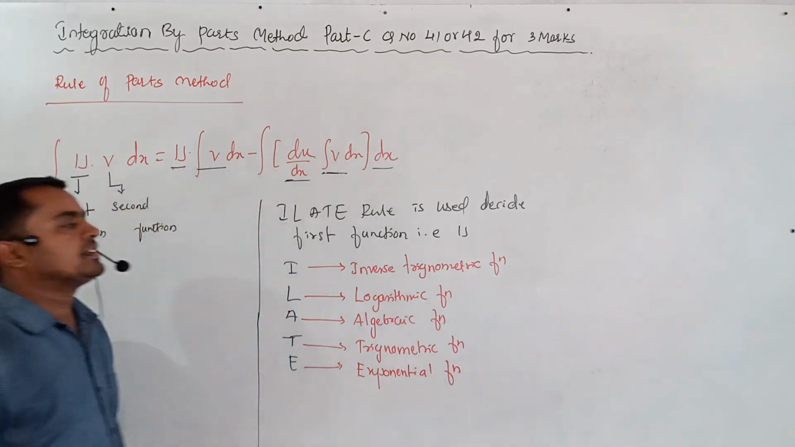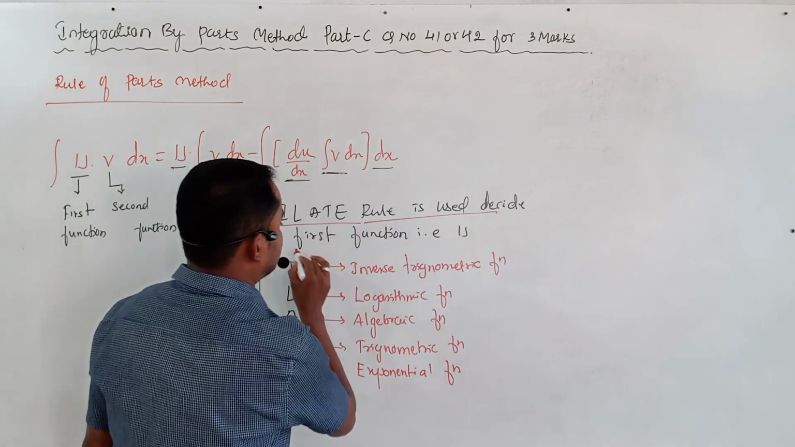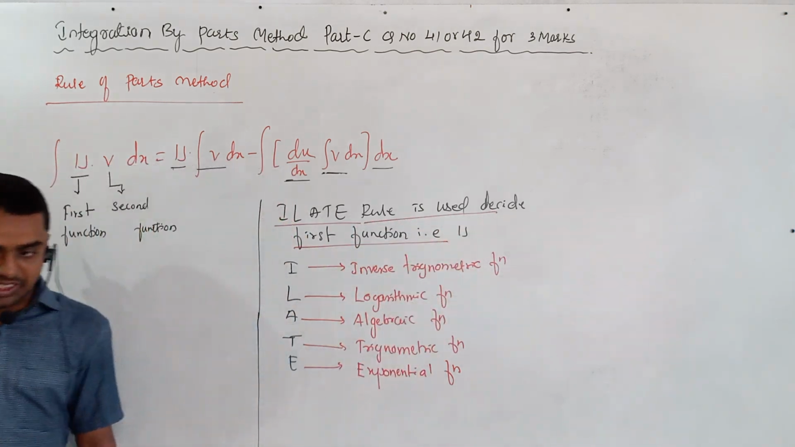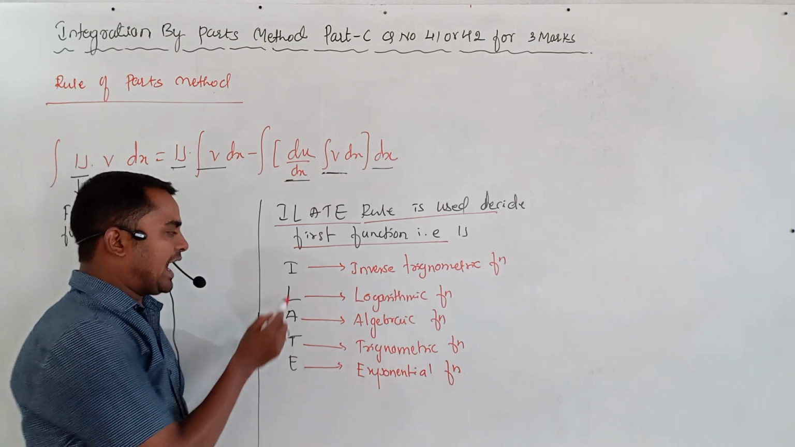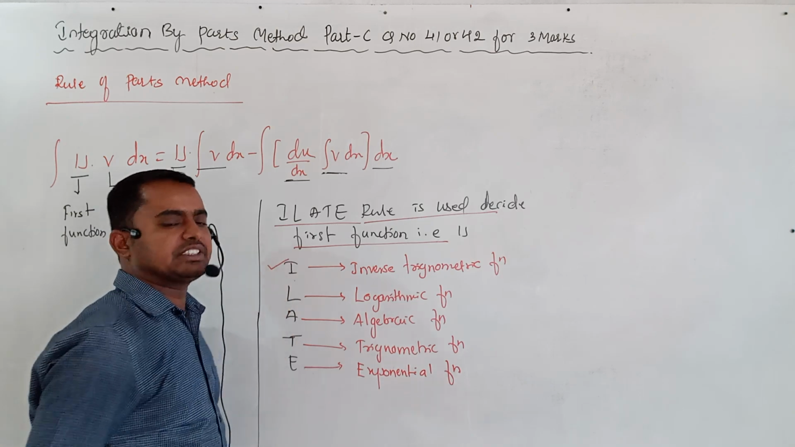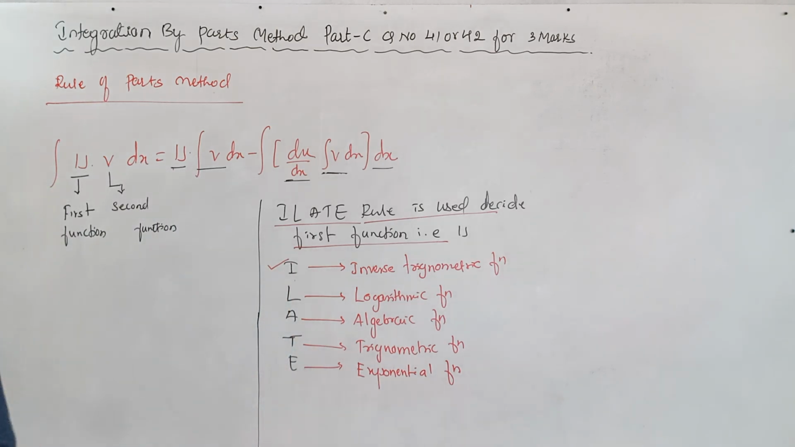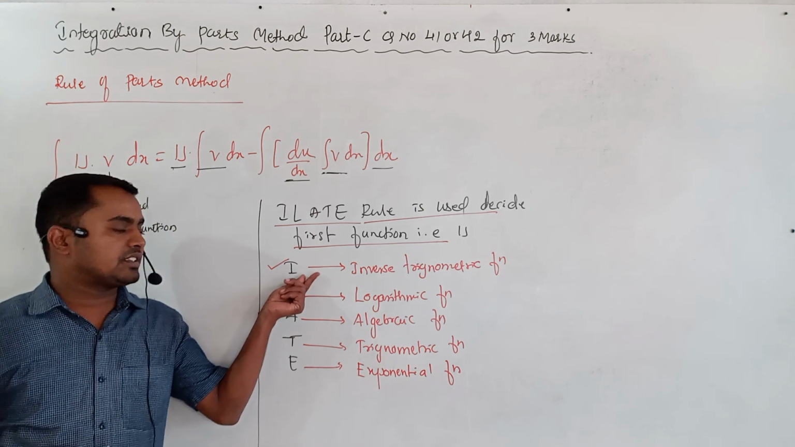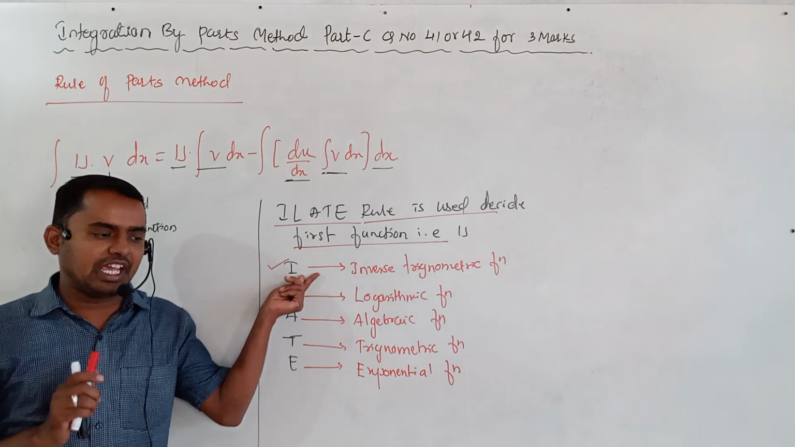See here, we are deciding the first function according to the ILATE rule, to decide which function to take as u and which as v. So we are only deciding u here. I means inverse trigonometric function. If the given integral has an inverse trigonometric function, we first take the inverse trigonometric function as u.